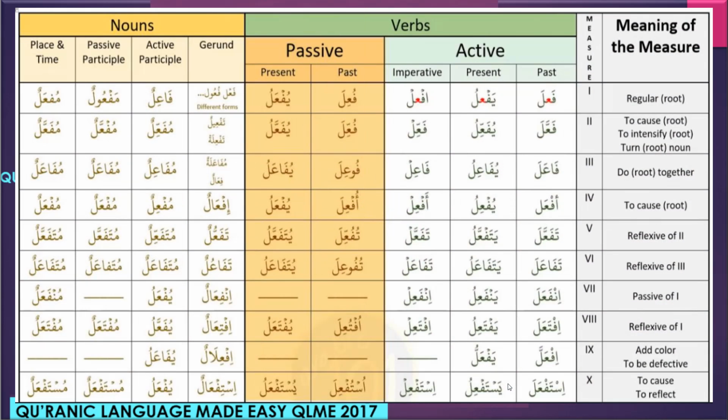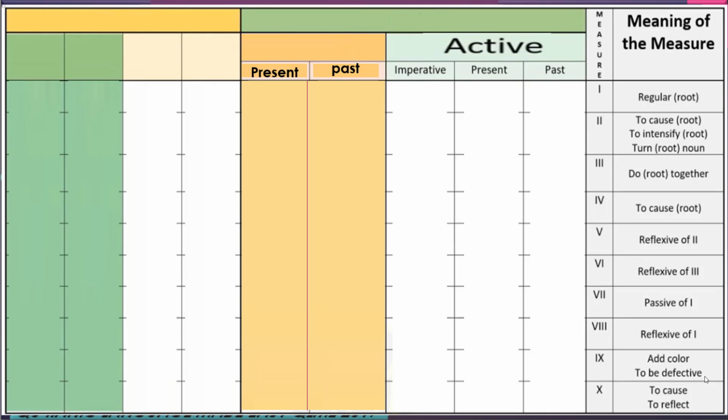This is how the whole chart for forms 1 to 10 looks like. Let me simplify it for you. This table is divided into 4 main types. First, the meaning of the measure, the meaning that is added when the verbs come in this form, like form 2, form 3, form 4, all the way to form 10. The second is the measure, which is given in Roman numerals from form 1 to form 10. Next, it is divided into nouns and verbs. And verbs are again divided into active verbs and passive verbs. Active is the ma'lum, passive is the majhul.